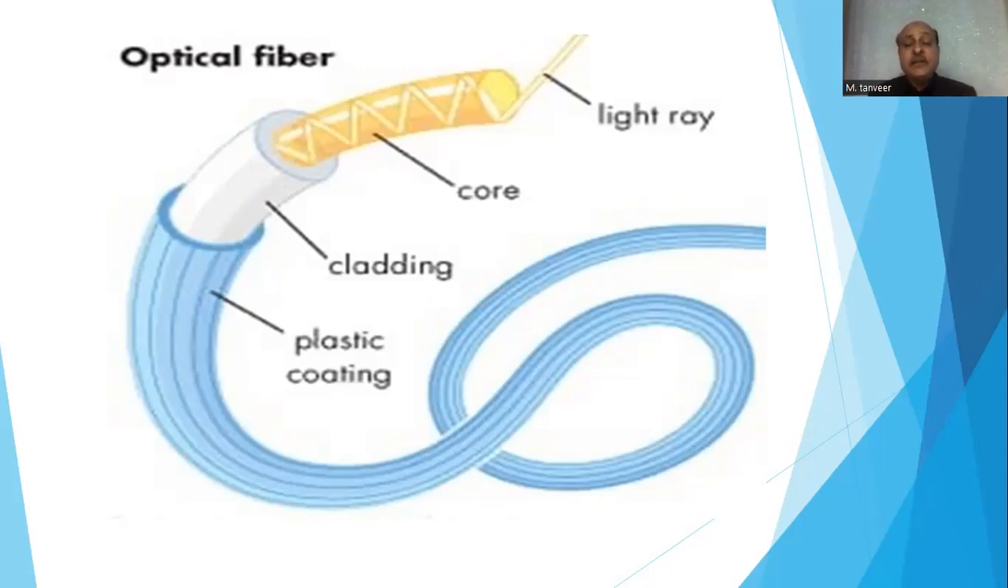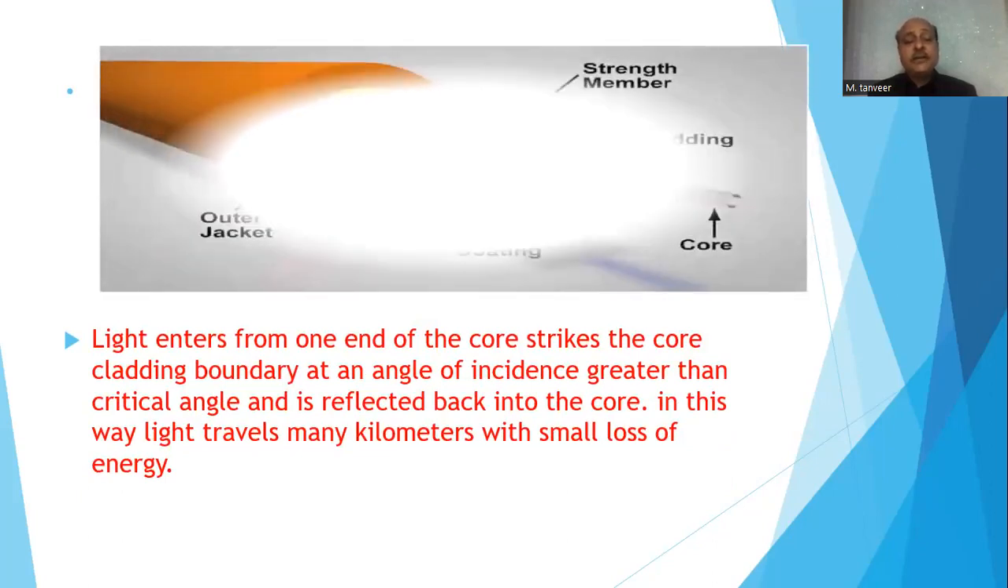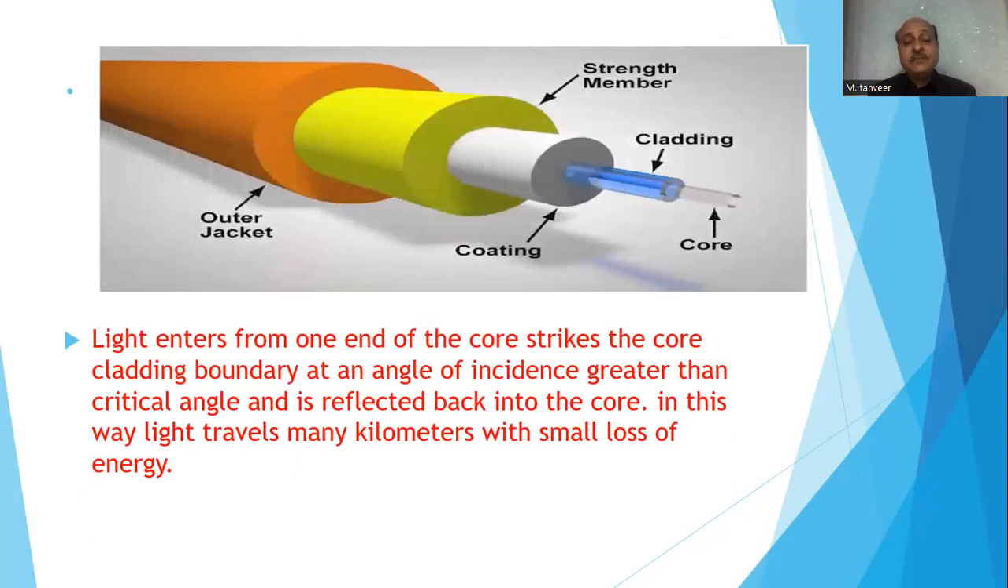It is made up of optical fiber. At one end a camera is fitted and the doctor is able to see the inner side of the stomach. Otherwise, direct rays of light cannot enter the stomach. So by using optical fiber we can bend rays of light. Light enters from one end of the core and strikes the core-cladding boundary at an angle of incidence greater than the critical angle. In this way, rays of light can travel many kilometers with a small loss of energy.